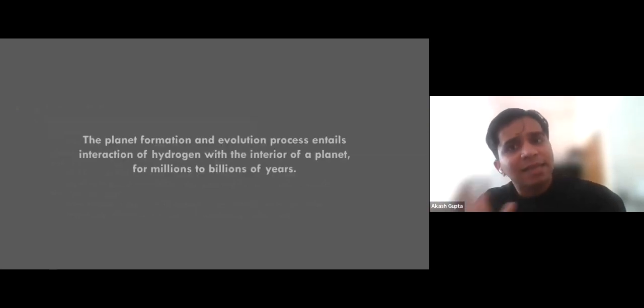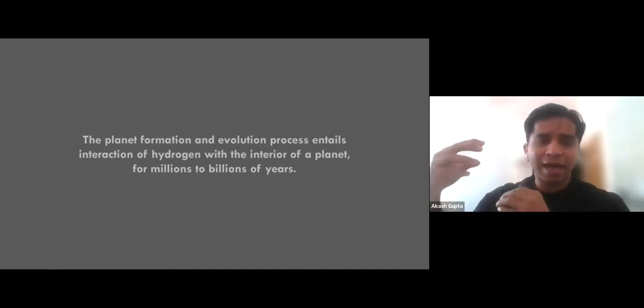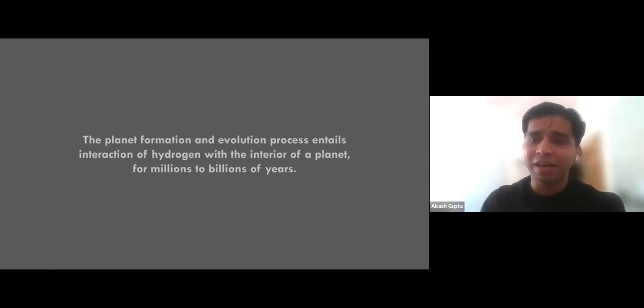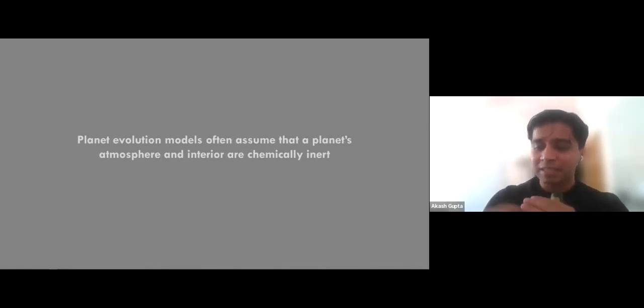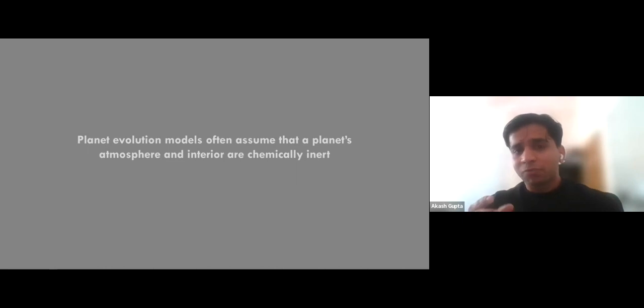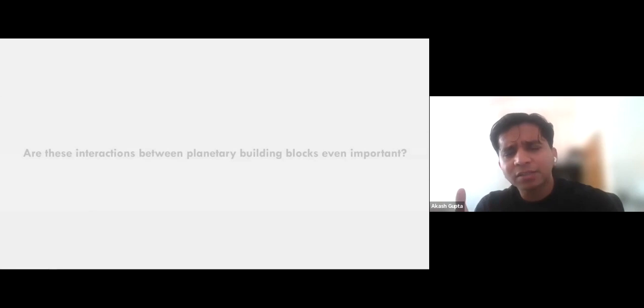And so this is telling us that the planet formation and evolution process in general entails an interaction of hydrogen with the interior of a planet for millions to billions of years. But planet evolution models often assume that the planet's interior and atmosphere are chemically inert. So is that really a good assumption? This is what we were assuming in our study, and many of the photoevaporation studies also assume that. In other words, are these interactions between the planetary building blocks even important for us to care about them?